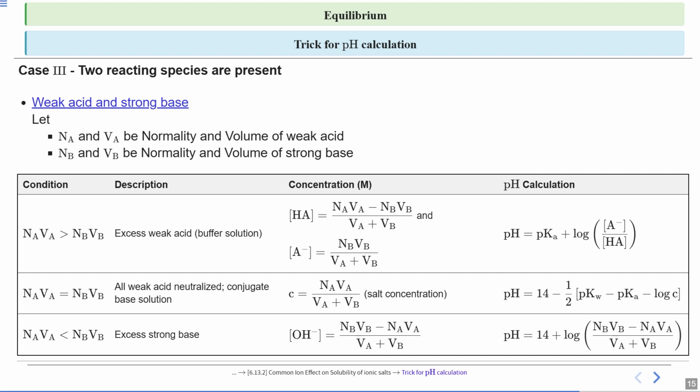Now remember, how do we calculate the pH in this case? It's very simple. You will use the formula 14 minus half (pKw minus pKa minus log C). Then the third case is the easier one. You have excess of strong base.